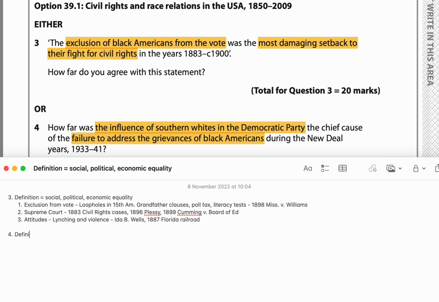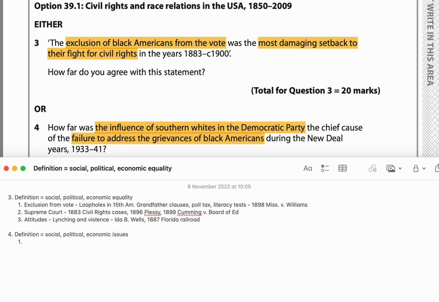So again, the definition, what are the grievances? Well, I think the most straightforward way would be to think about social, political, and economic discrimination that Black Americans faced in the New Deal years. And again, this covers the whole period of topic 3, 1933 to 1941.